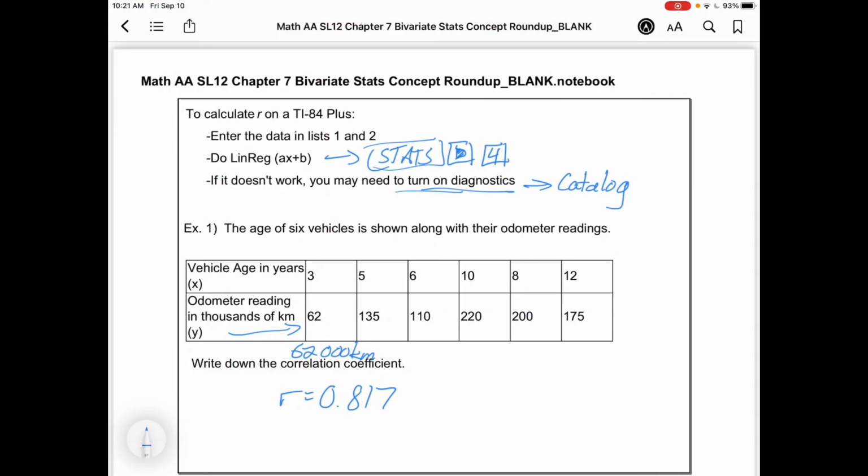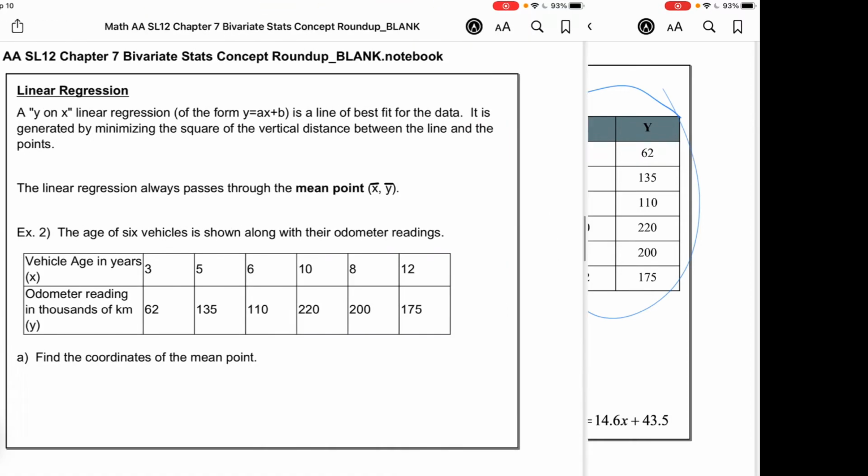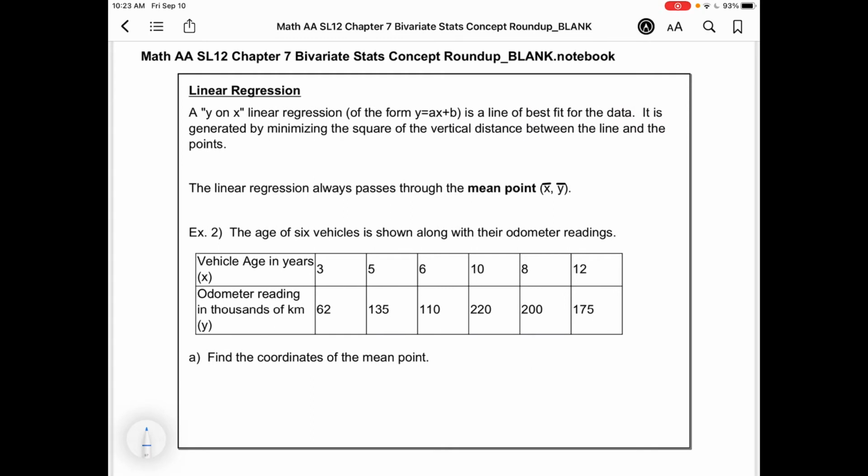So there's that correlation coefficient written in. We might also want to look at these points plotted on a graph, and you can see that they do look somewhat linear, though perhaps not perfectly so. So here's the actual data values, and here we have odometer reading versus age. That brings us to linear regression.